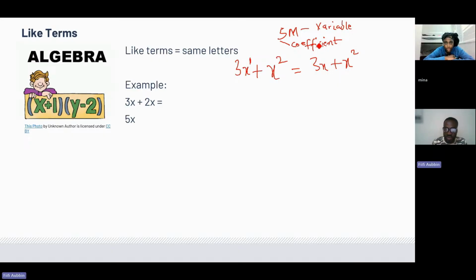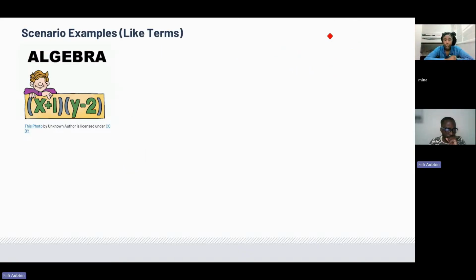The answer is 5x. Because they are like terms, you are able to add them. Okay. Then we have 4a plus 3a. So 7a. You're able to get 7 because they are like terms. So you need to understand that whenever you are adding, you look at the like terms, you group them, you add. Then you group the other set of like terms in that order.